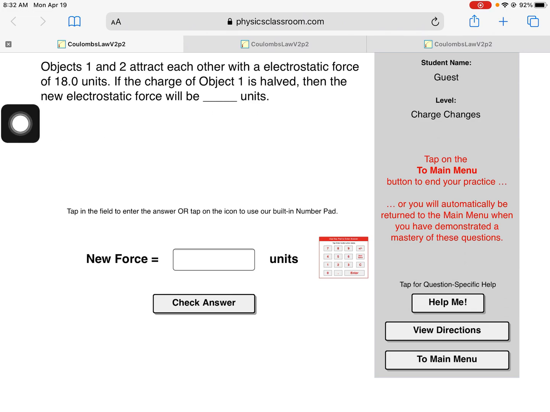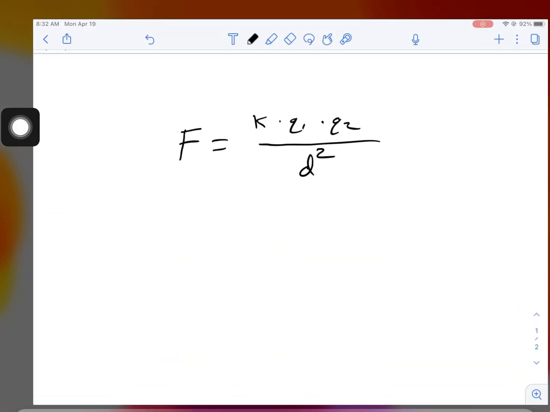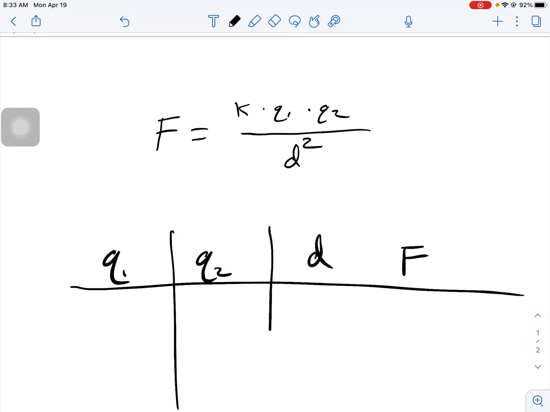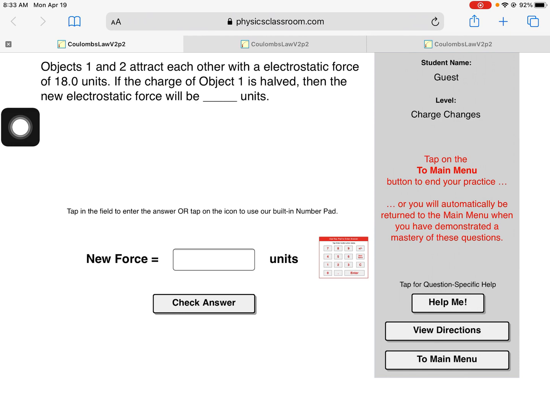Okay, this is my strategy. There's a couple ways to do it. I'm going to call this the QQDF chart strategy, or the QQDF strategy: Q1, Q2, D, F. And this is actually a data table that we're going to create. Now, let's see, what did they tell us here? We're just going to use this method because we'll get it right every time this way.